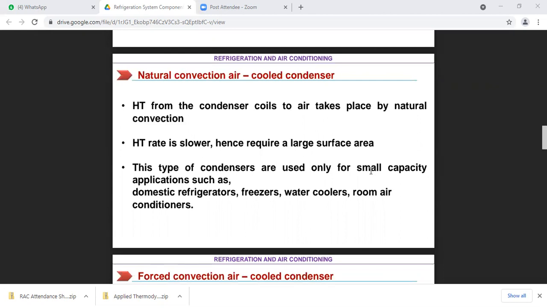So this type of condenser has a small capacity, and we are using this kind of condenser in domestic refrigerators, freezers, water coolers, and room air conditioners. Now this is related to the natural convection air cooled condenser.